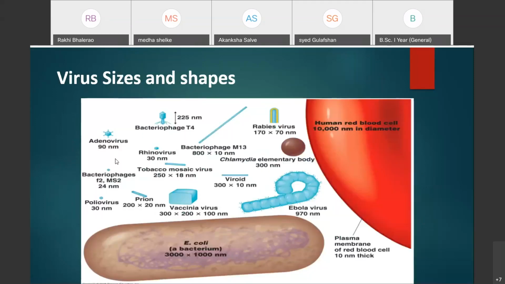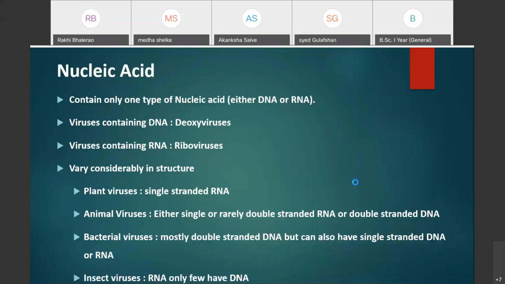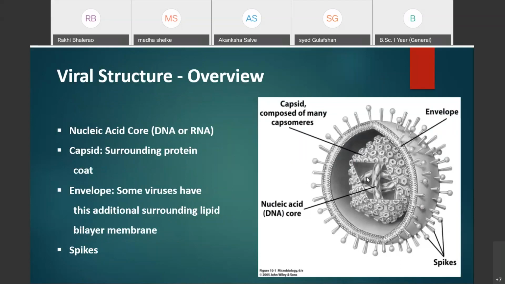Then we also discussed virus sizes and shapes. Then we discussed the viral structure in overview. In the center you can see the genetic material, either DNA or RNA, which is well protected by the protein coat. That protein coat is called the capsid. The capsid is composed of many subunits, and each subunit is called a capsomere.